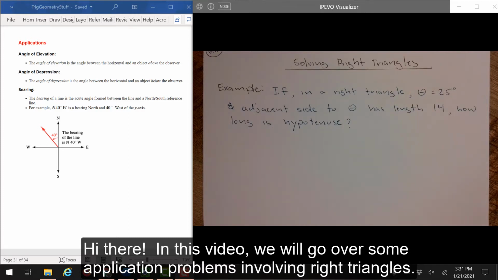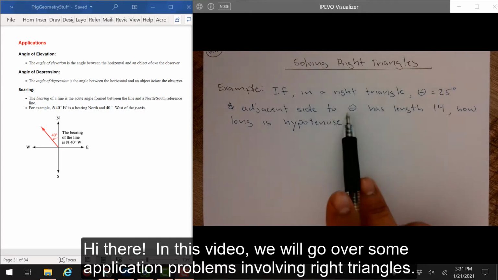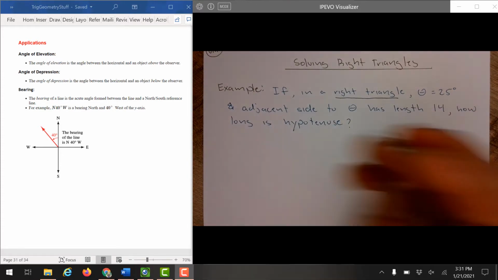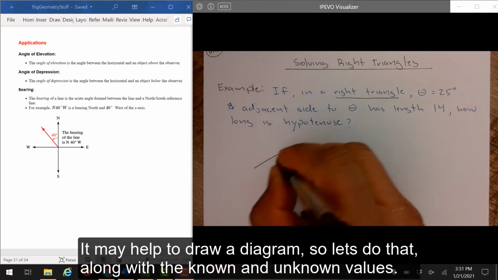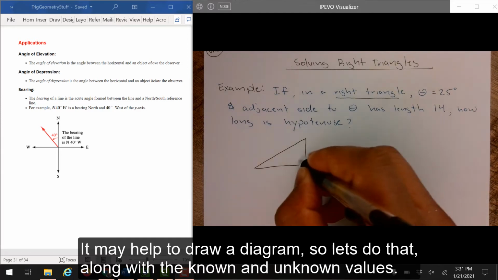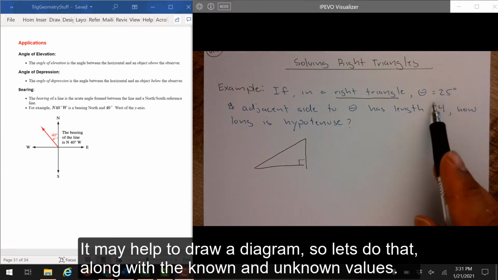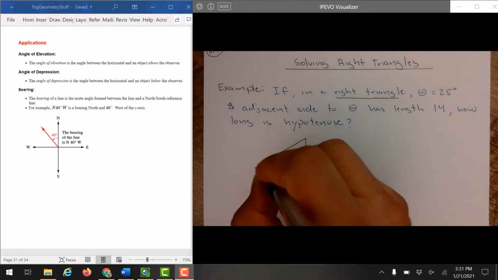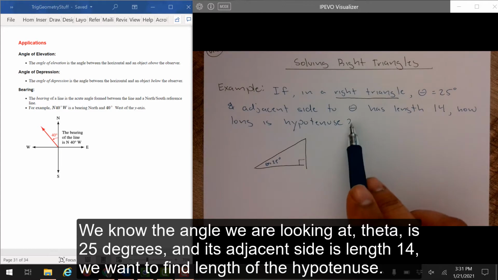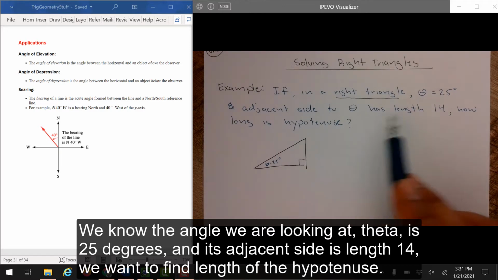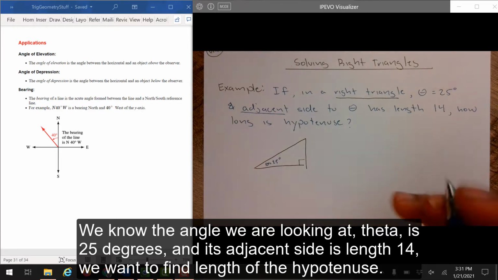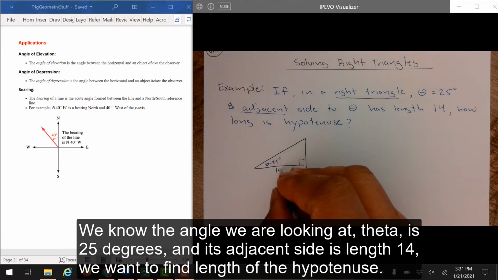Hi there. In this video, we will go over some application problems involving right triangles. It may help to draw a diagram, so let's do that, along with the known and unknown values. We know the angle we are looking at, theta, is 25 degrees, and its adjacent side is length 14. We want to find the length of the hypotenuse.